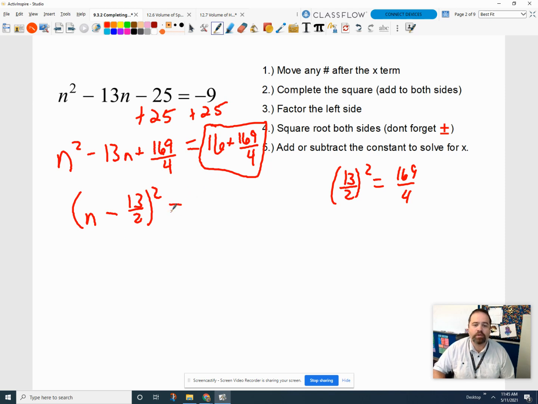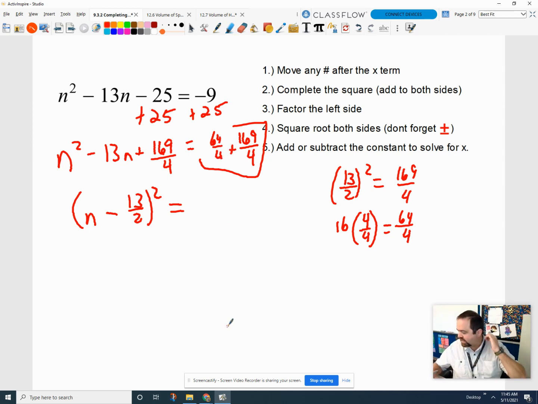Now, probably the trickier part is going to be adding these, 16 and 169 over 4. What I'm going to do is take 16 and make it a fraction that has a denominator of 4. The way you do that is you multiply it by a special case of 1. I'm going to multiply it by 4 over 4. So 16 times 4 is 64 over 4. Instead of having 16, I'm going to make this 64 over 4, that I'm going to add to the 169 over 4.